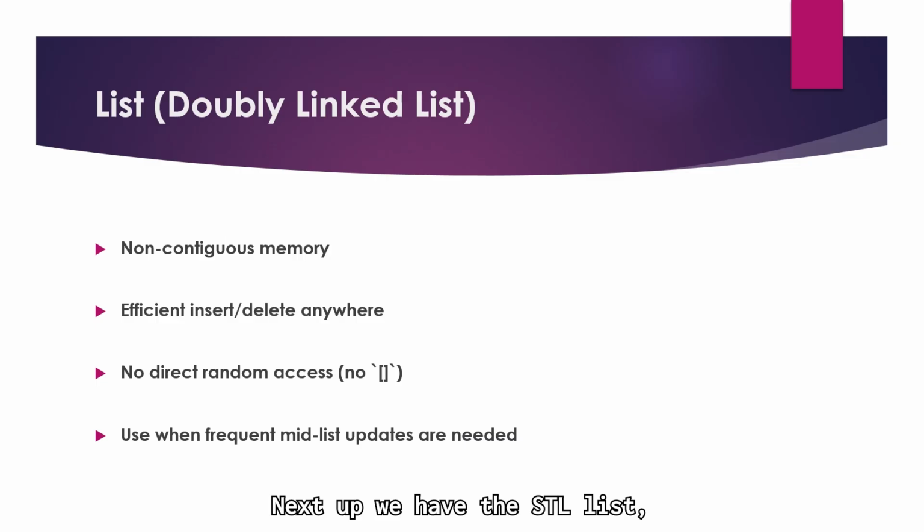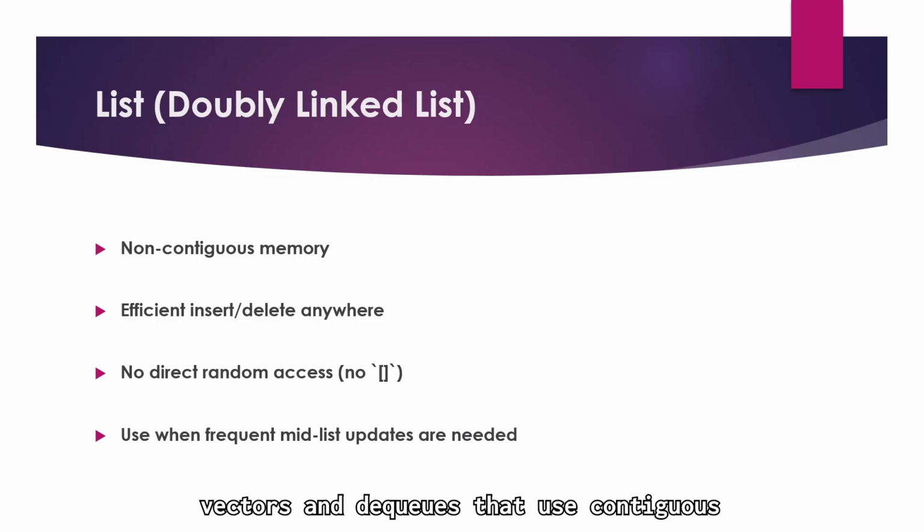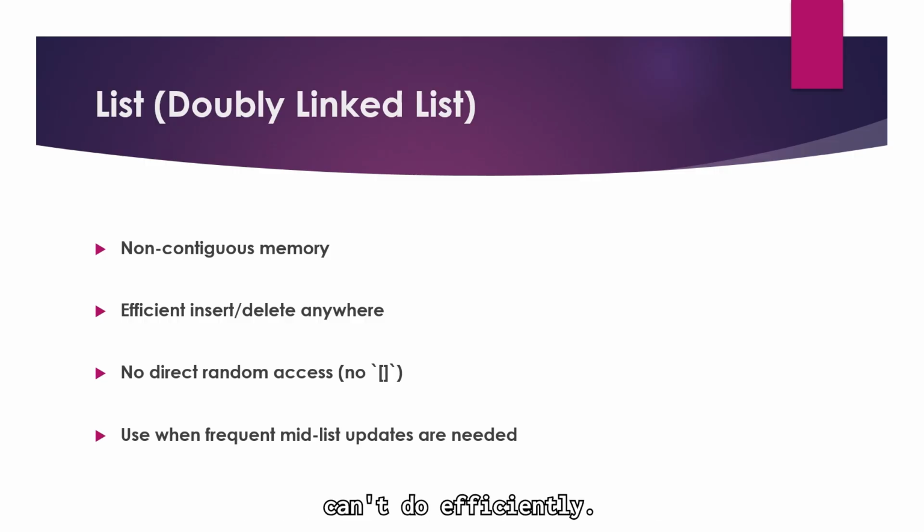Next up, we have the STL list, specifically a doubly linked list. Unlike vectors and DQs that use contiguous memory, a list is made of nodes that are spread out in memory and connected through pointers. This structure allows for extremely efficient insertions and deletions, especially in the middle of the list, something that vectors and DQs can't do efficiently.